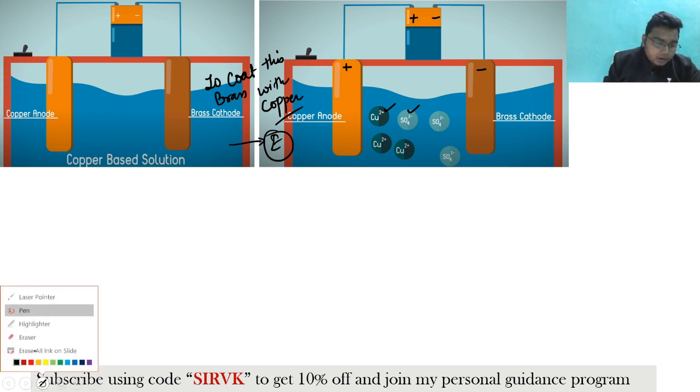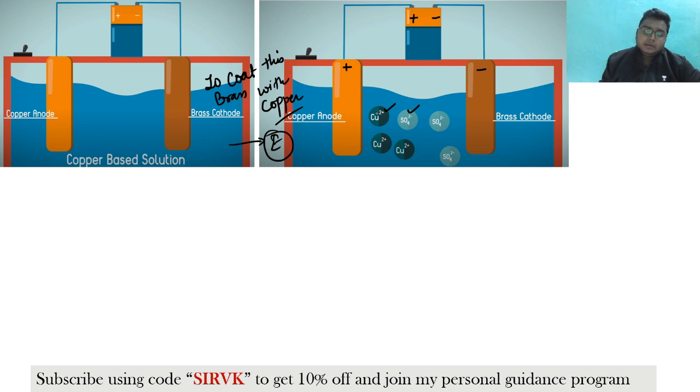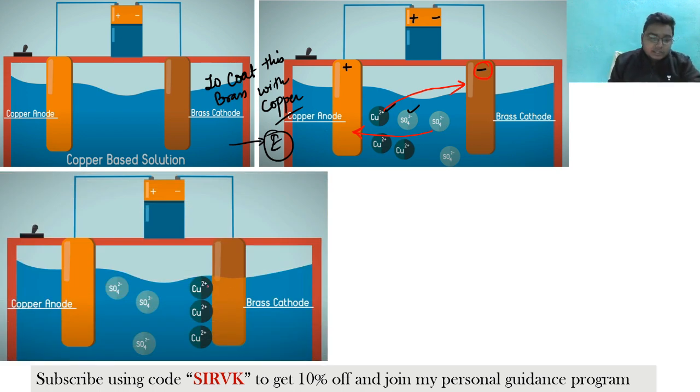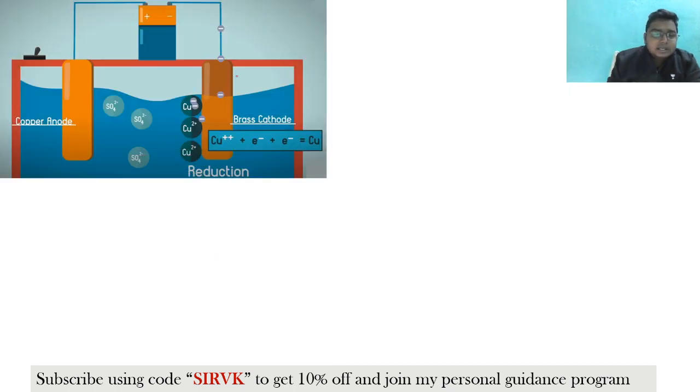Now see here, this is the copper particle. This Cu2+ will be attracted towards this brass cathode. Why? Because this is negatively charged and this is positively charged. Similarly, the negatively charged sulfate particle will move towards this copper anode. That's what is seen in this figure. So the copper particles will be attracted towards this negative terminal. Since it is negatively charged, negative ions will be flowing from this side.